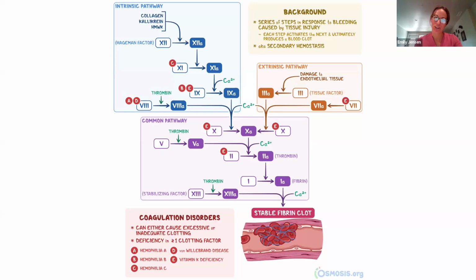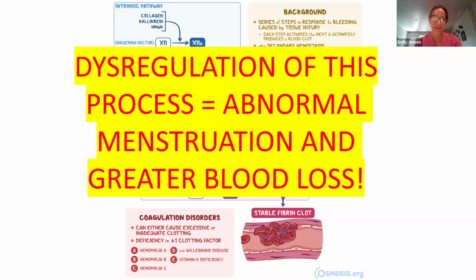And then, of course, we all memorized this millions of times, but any issues in the coagulation pathway can be a cause of abnormal uterine bleeding, as we will talk about in a little bit. So there's your reminder there.